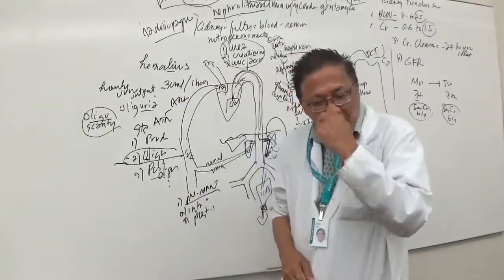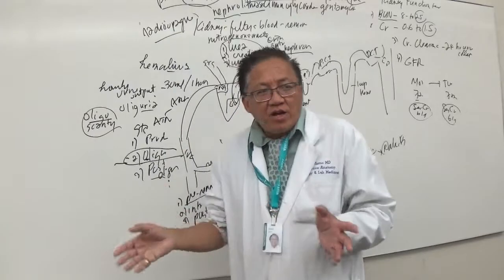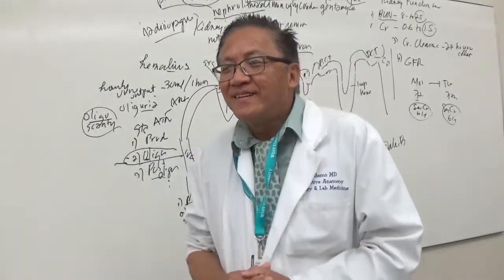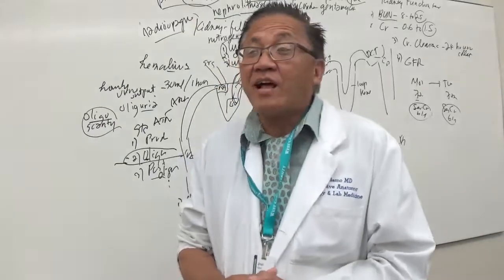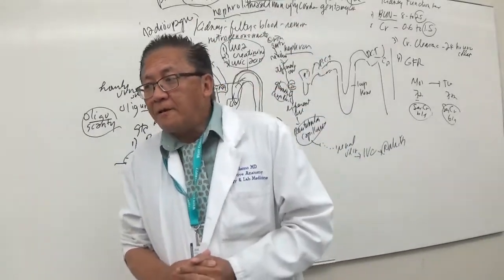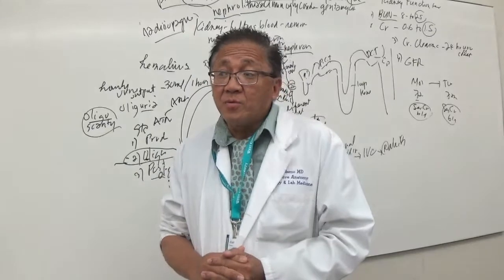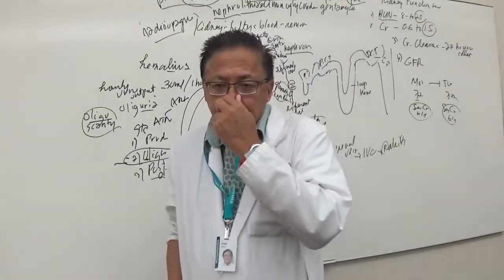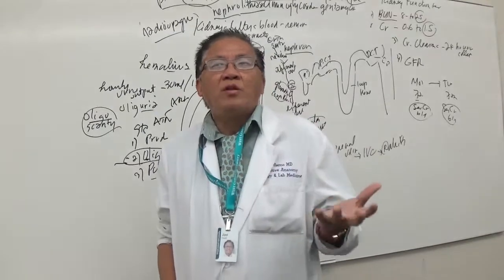So, parasympathetic is erection. What happens if you have problems with erection? It's called ED. What is ED? Not TED. ED is erectile dysfunction, right? And that's why you have problems with erection among men, right? Erectile dysfunction.